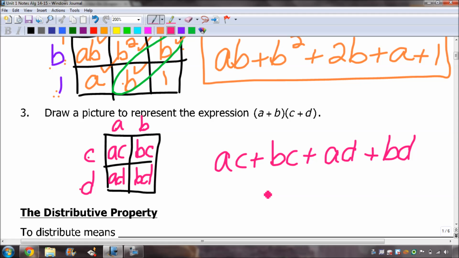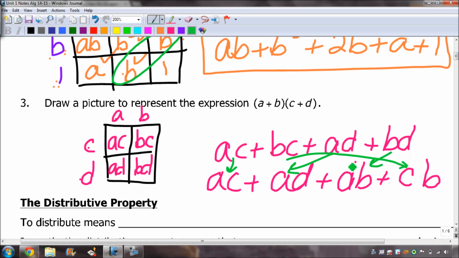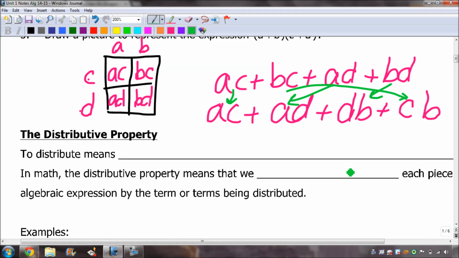So if I ended up getting AC plus AD plus DB plus CB, for example, it's still the same answer because this AC is like this AC right here. Here's my AD. Here is my BC, except I just said CB, and here's my BD. So again, it doesn't matter what order you put it in as long as you have everything that you need. We'll talk a little bit more in detail what it is that you need to have in order to write certain expressions in the correct order, but for right now, it doesn't matter what order it's in.